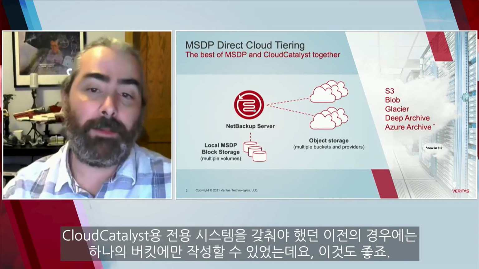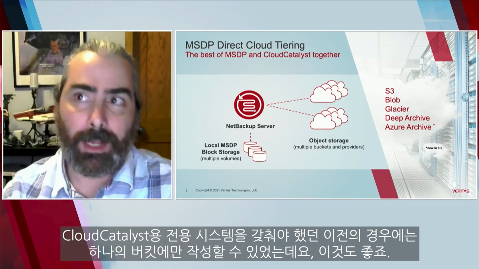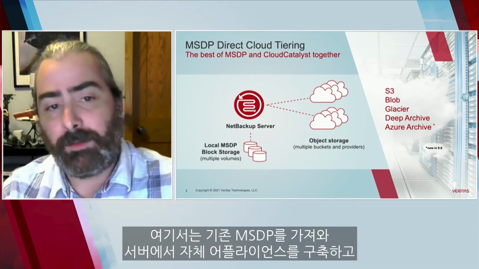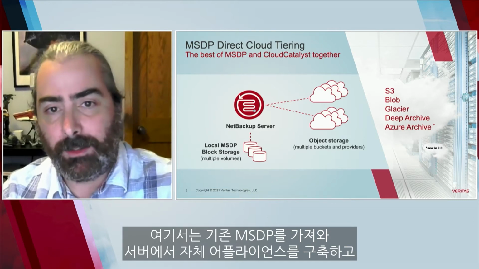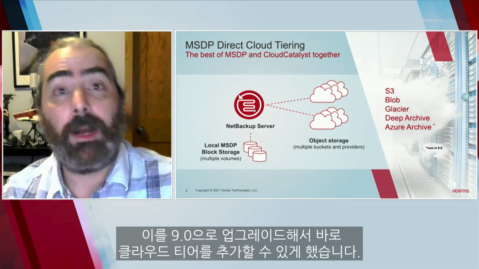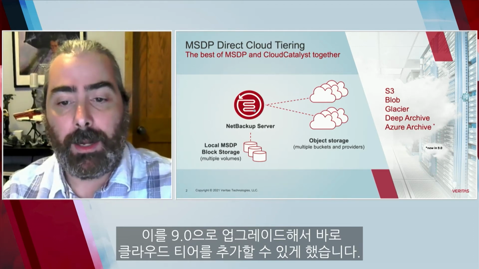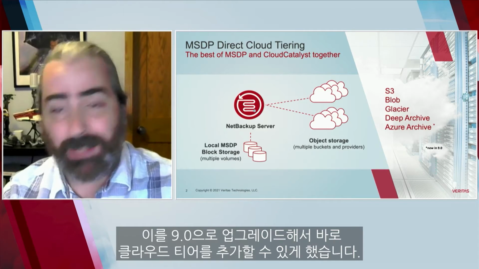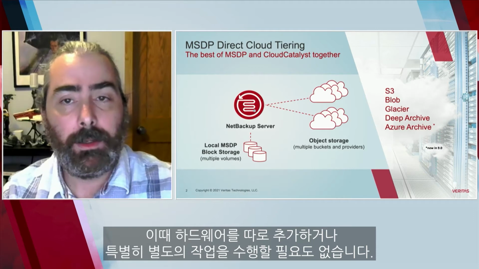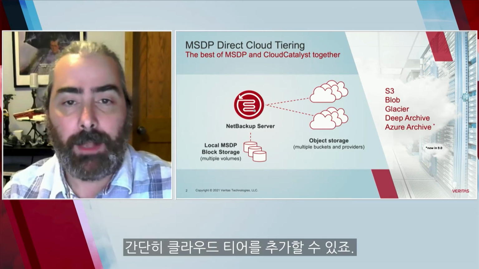Before, in the user experience, you would have to have a dedicated machine for Cloud Catalyst, and while it was great, it could only write to one bucket. The two things we've solved now: you can take an existing MSDP server, build your own or an appliance, and upgrade it to 9.0, and immediately after that, you can add a cloud tier. You don't have to add additional hardware or do anything really special. It's very easy to do.